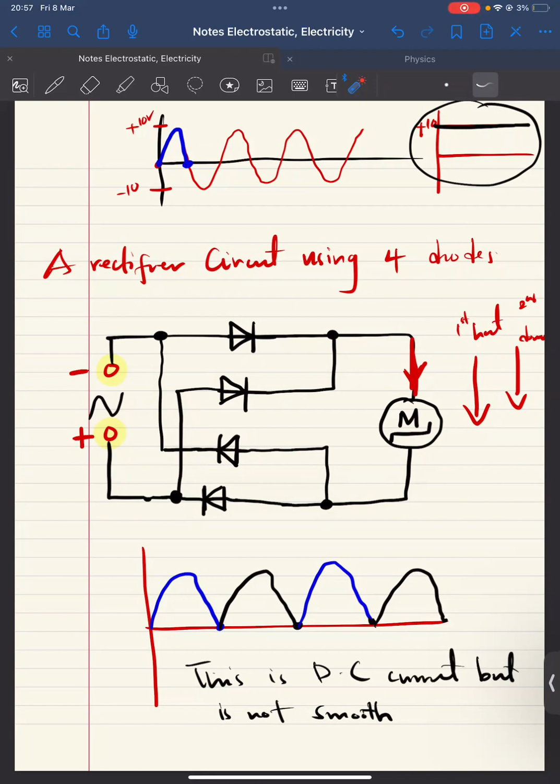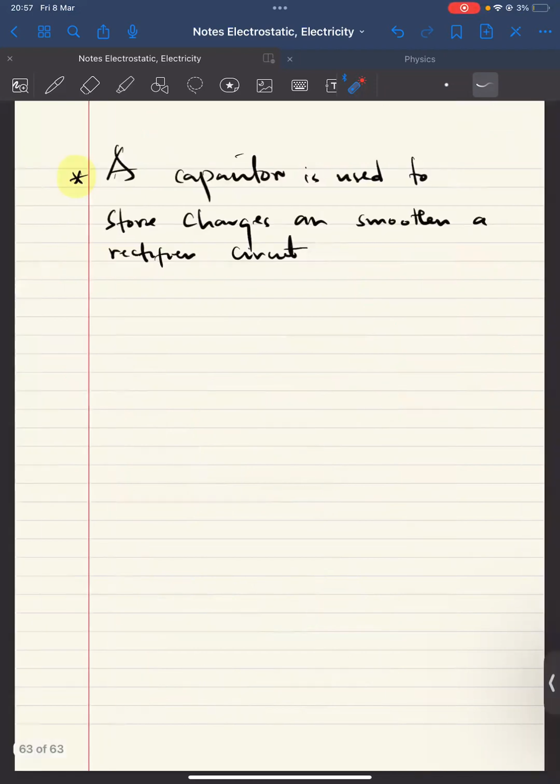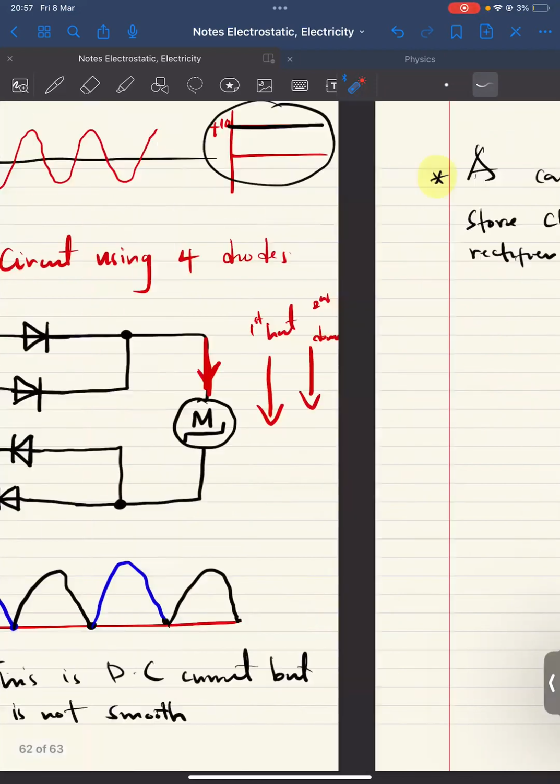Now a capacitor is a device that is used to smoothen or to store these charges.